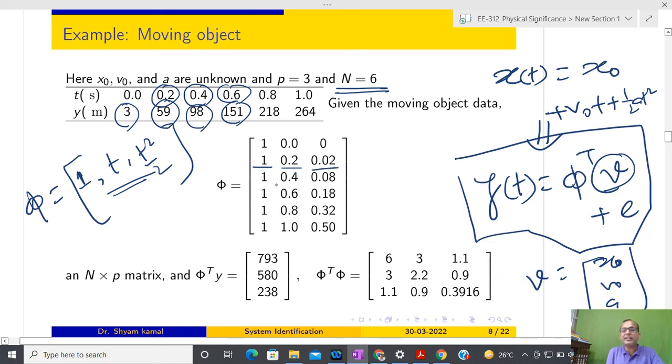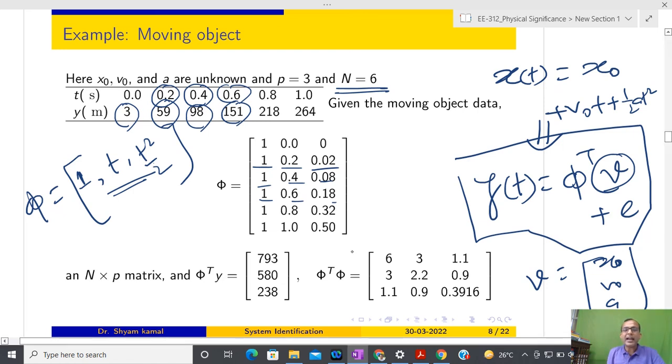So in this way you are able to create this kind of phi, or the matrix associated with the explanatory variables, you are able to construct based on the time series. And this is known to you, because whenever you are recording some kind of output, at that time you are recording the time also, so it is easy to do.